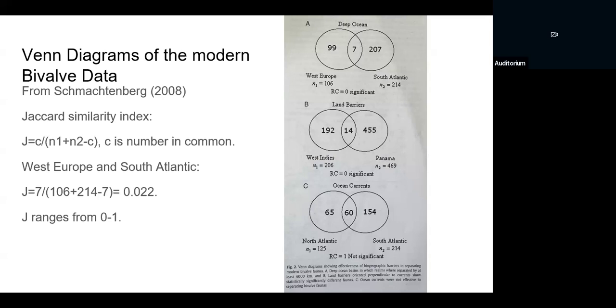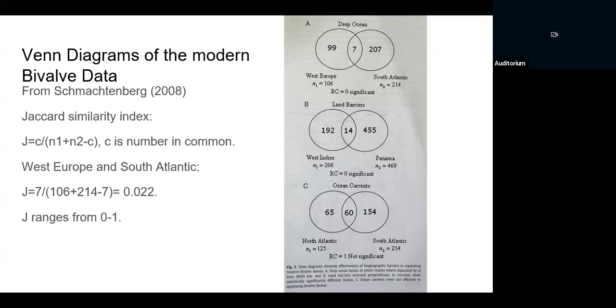And basically, I was looking at barriers, how effective they are. And statistically, what it turns out is comparing West Europe with South Atlantic, the Atlantic Ocean is a very effective barrier controlling the distribution of clams. Comparing the West Indies with Panama, Pacific versus Atlantic, you got the Panamanian Bridge. It's an effective barrier. What's interesting is if you compare North and South Atlantic faunas, they're the same. They're basically a result of random mixing. So there's no significant difference, okay, between those faunas.